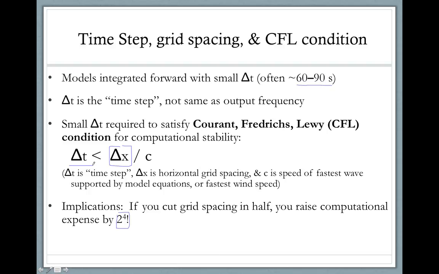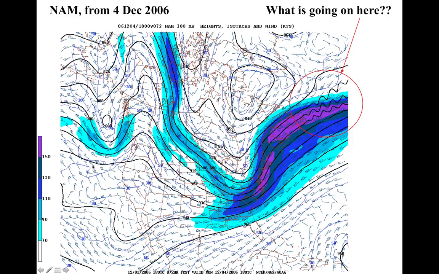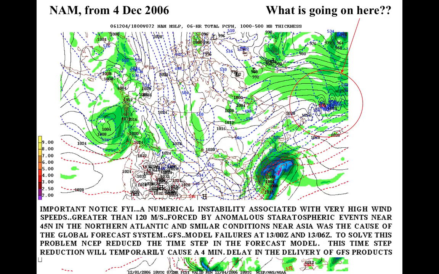If we violate this condition, this CFL criterion, it turns out that bad things can happen in the model. Here's an example from December of 2006 in the NAM, where all of a sudden there are these spurious waves, and they are right around where our large jet stream is, a jet stream in excess of 150 knots. Looking at another level here, this is our surface level. Whoa, what's going on there?